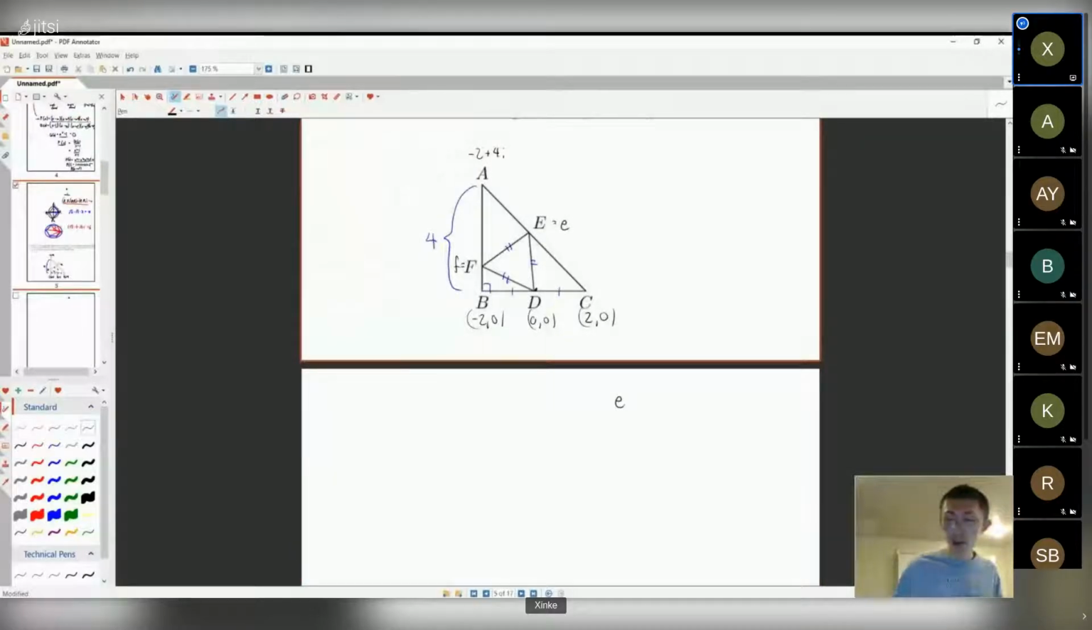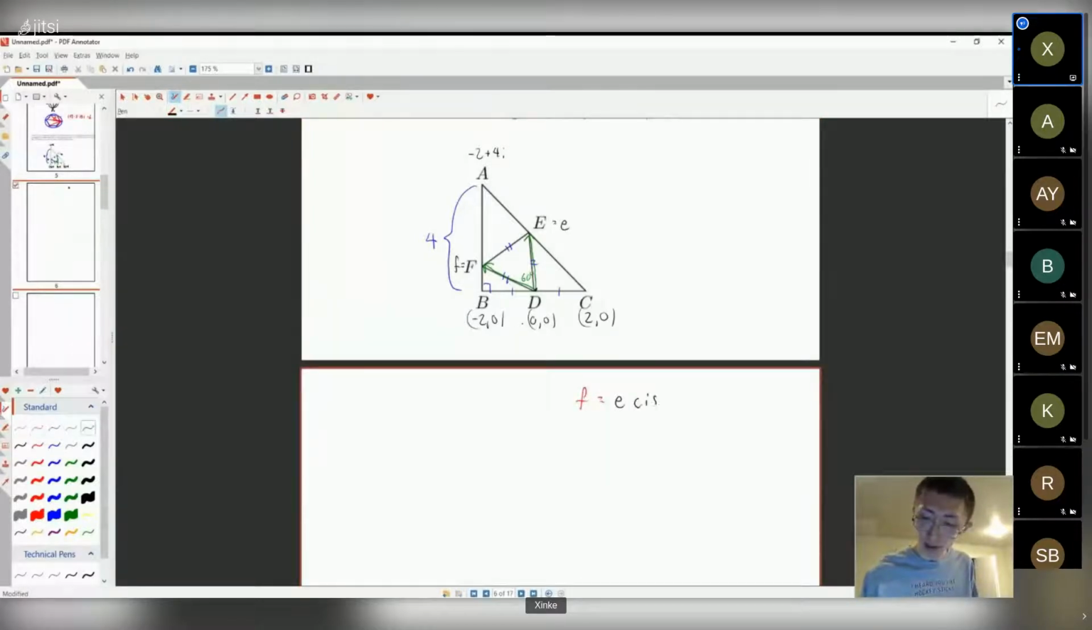So I'm not sure what you mean by that, but I put D as the origin. You can make B the origin, but let's just make D the origin. Here is the vector E. If I rotate it by 60 degrees, it becomes F, right? Because E and F are equidistant from D, and that's 60 degrees. So basically, we can say F is going to be E times cis of 60 degrees.